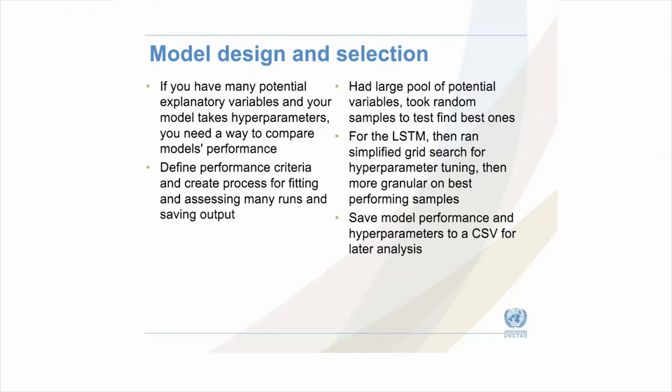So if you have a lot of different potential explanatory variables and a lot of different potential hyperparameters, you need some way to compare different models' performance to each other. In a machine learning project, you're probably going to be running hundreds, if not thousands, of different models with different input variables, different hyperparameters, even different methodologies. In this case, we might be comparing the dynamic factor model to the neural network.